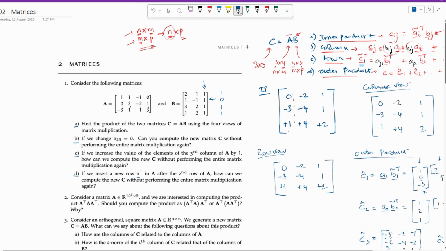So the question is, how do we recompute the new matrix C? If we insert a new row in A, after the second row, that's correct. Now the question is, do we have to recompute? So two things will change, right? The size of A has changed. That means the new C, what will be the size of new C? In fact, if I insert a new row in A, can I even multiply A and B anymore?